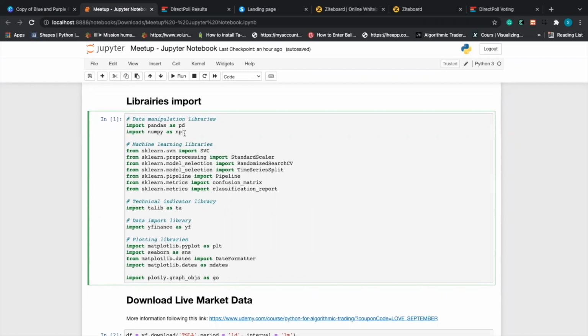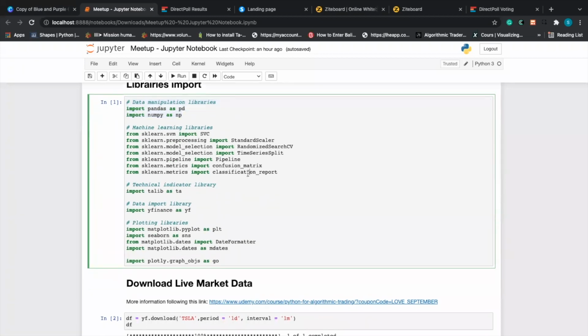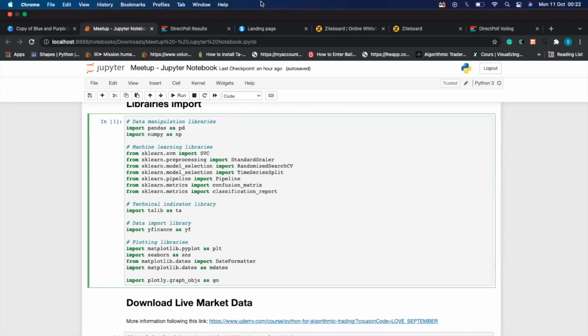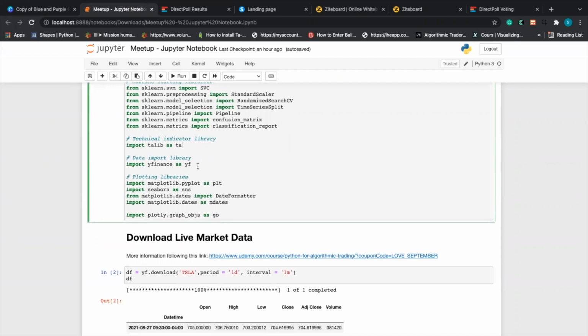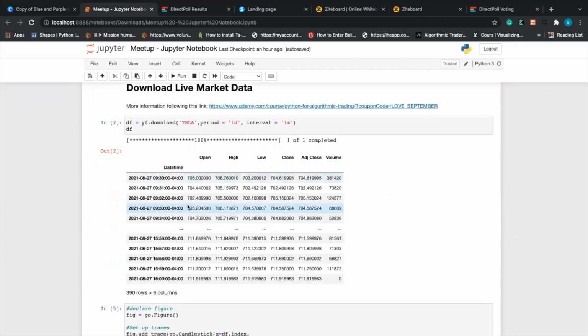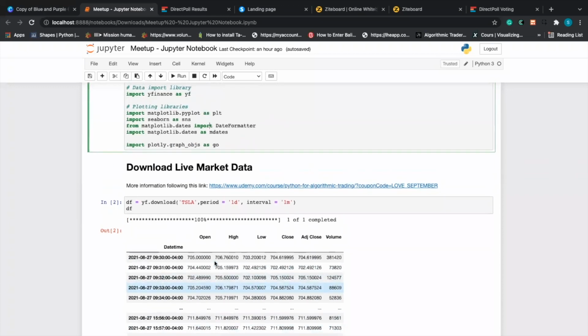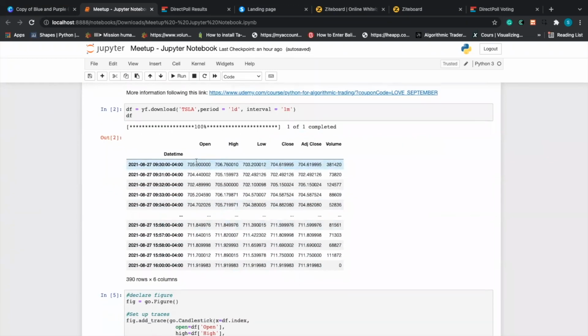Essentially, we are going to use pandas and NumPy in order to predict the market. We are going to use scikit-learn as a machine learning library. We are going to use TA-Lib in order to develop some technical indicators, because we're going to need to add extra variables. We are going to use Yahoo Finance in order to download market data, and Plotly and Matplotlib in order to plot our visualization.